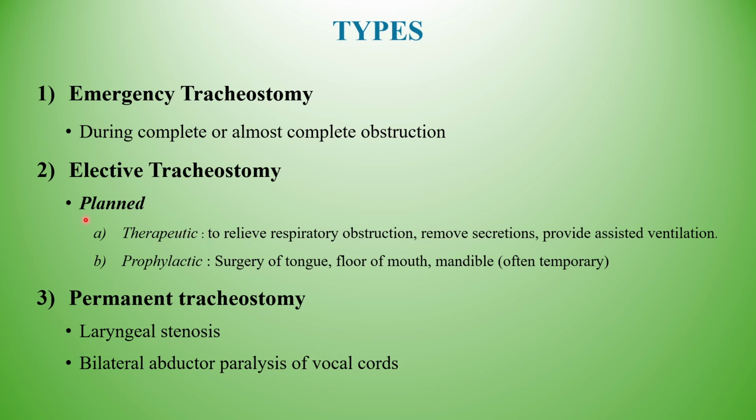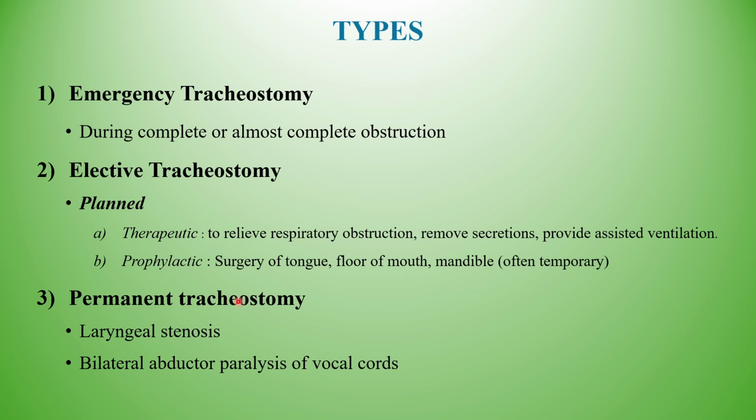Second is the planned or the elective tracheostomy. Therapeutic is to relieve the respiratory obstruction, to remove secretions and provide assisted ventilation. And prophylactic, as again in patients in which the surgery of tongue or floor of mouth or mandible is done, then temporarily you can perform the tracheostomy, because the site of surgery is coinciding with the endotracheal tube and it can disturb the procedure. So in such cases, tracheostomy is carried out first, so the area of operation should not be hindered with the endotracheal tube.